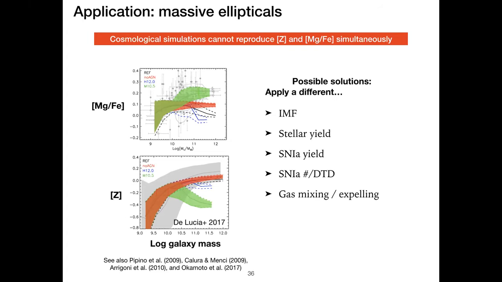So there are many possible solutions. You can change the IMF for start. So if you have a more top-heavy IMF with more massive stars, of course you end up with higher metallicity and more alpha elements. So it certainly helps to solve this problem. But of course you can change a bunch of other things. I will not go into the details.